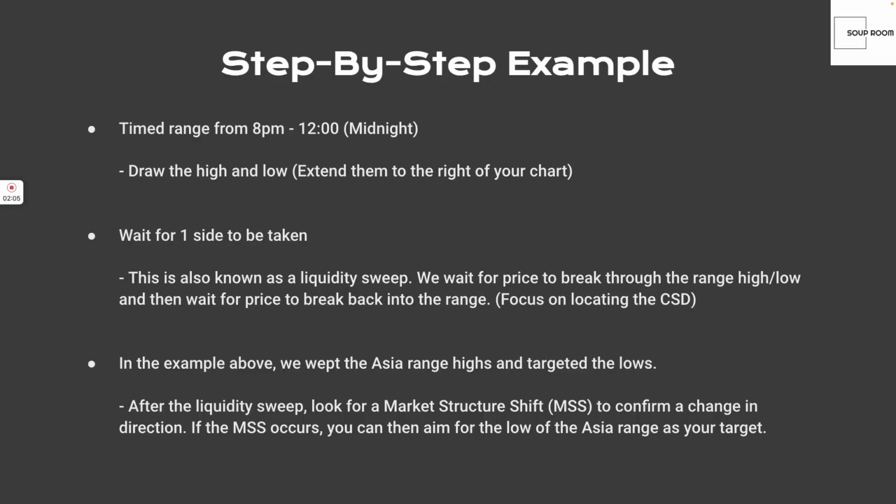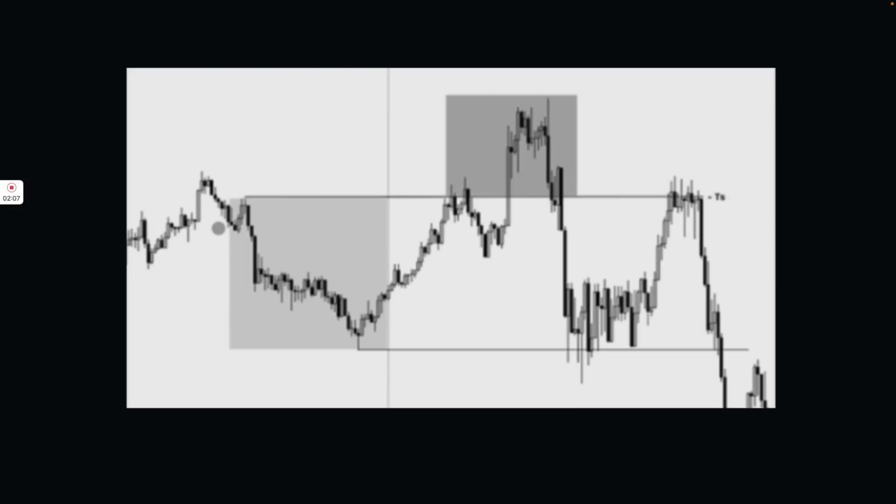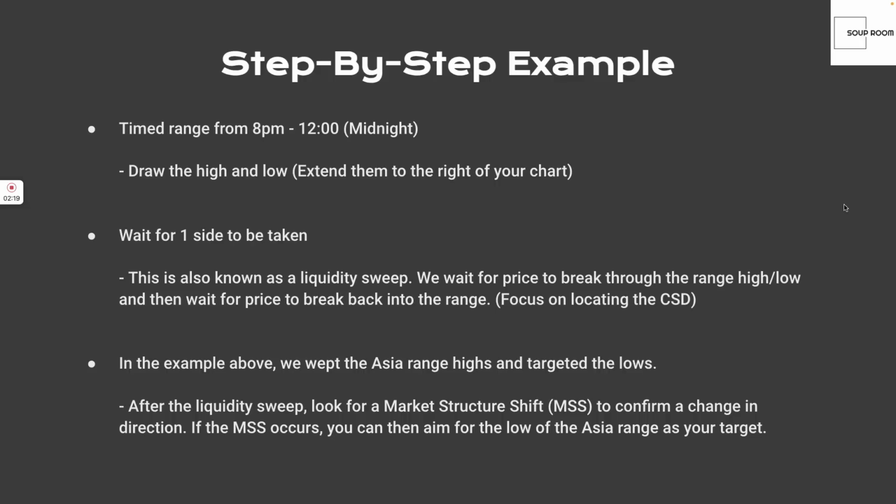Now, wait for one side to be taken. One side of the Asia range taken. How do we know? Displacement back below. Breaking a low that rejected a high. This is also known as a liquidity sweep or a turtle soup or whatever you want to call it.